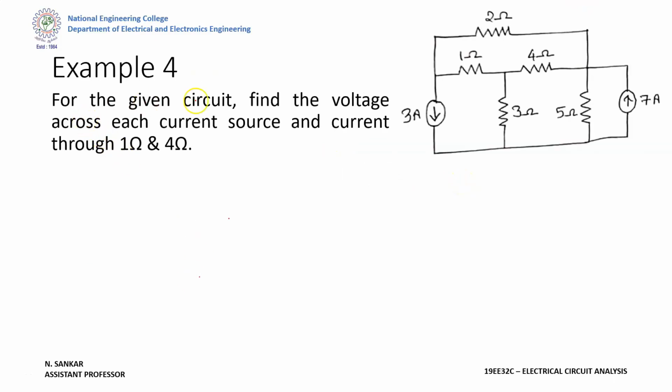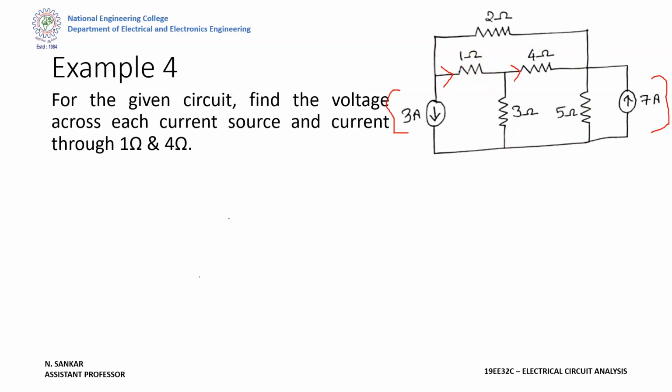Example 4. For the given circuit, find the voltage across each current source and current through 1 ohm and 4 ohm. So this is somewhat different from the examples that we saw in previous slides, right? They didn't ask for the nodal voltage. Instead, they asked for the voltage across each current source, that is voltage across 3 ampere and voltage across 7 ampere, and current through 1 ohm and current through 4 ohm. So we need to find these 4 things.